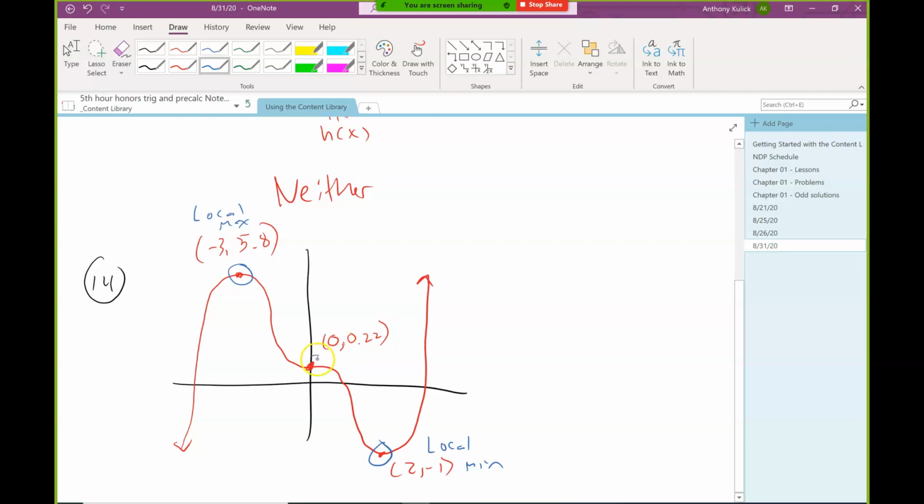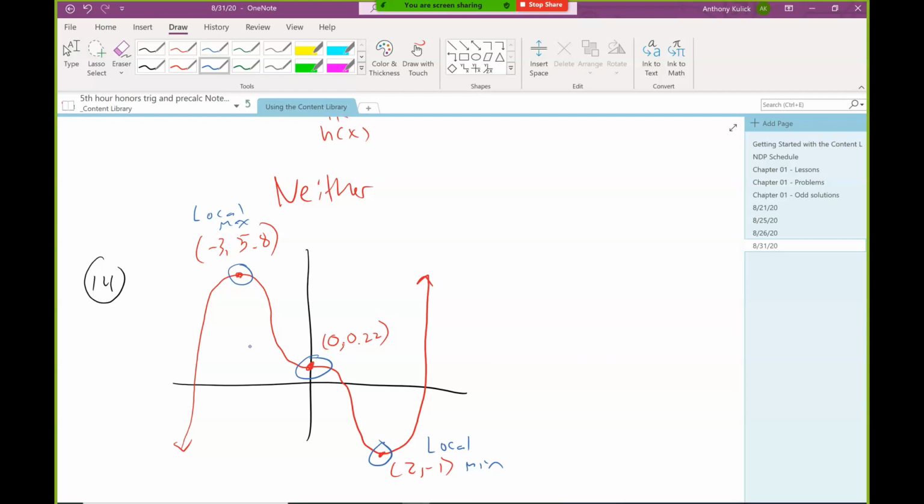This spot in the middle is nothing, because if I look directly to the left of it, those are points that are higher than that point. If I look directly to the right of that point, those are points that are lower, so it's not a max or a min. Everybody okay there? Okay.